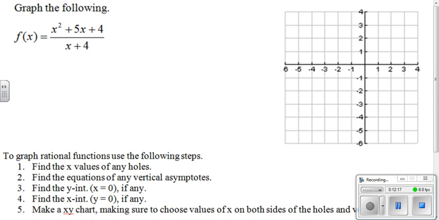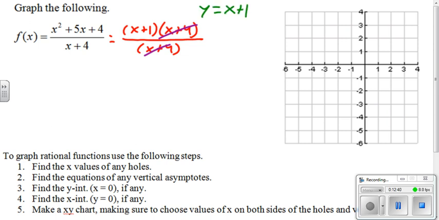For our last one, remember, the first thing to do is factor it out. So we would get x plus 1, x plus 4 over x plus 4. These two cross out, so it looks like we're going to look like the graph of y equals x plus 1. So that helps us a lot. We already know then that there is a hole right here at x equals -4. There are no asymptotes, or at least no vertical asymptotes.